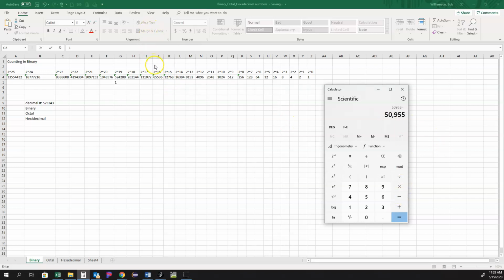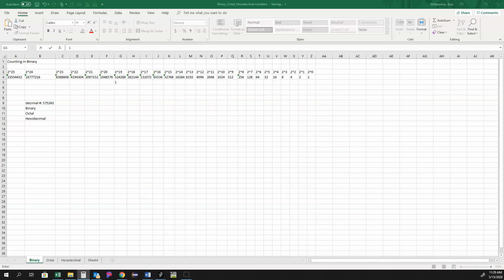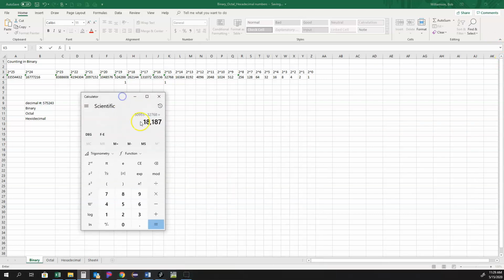I'm going to minus out this one here, 32,768. So I have 18,000 left over. I want to make sure that I do mark that place value as being turned on. We're using it.